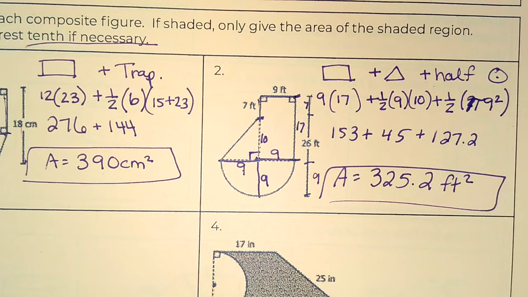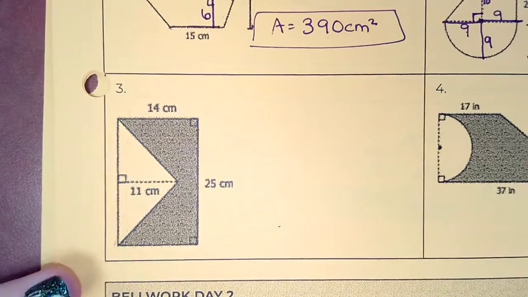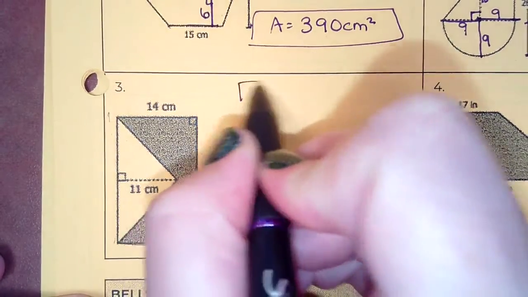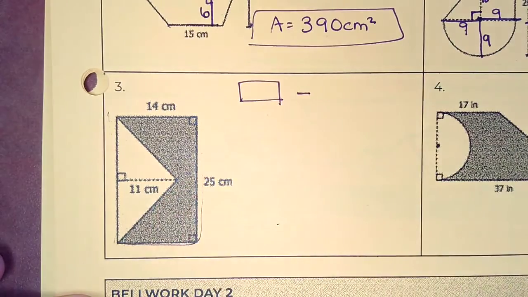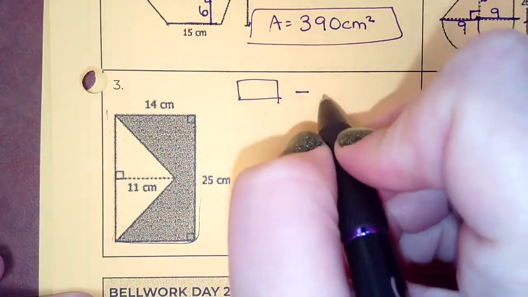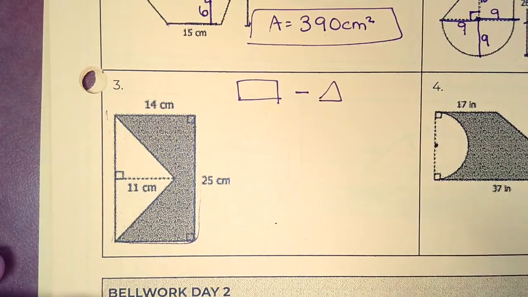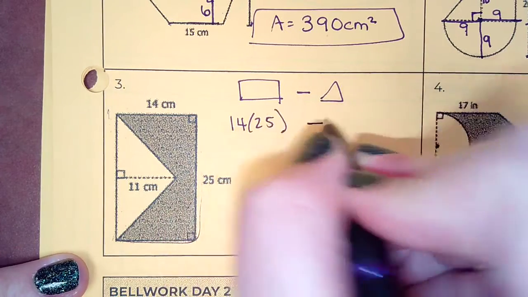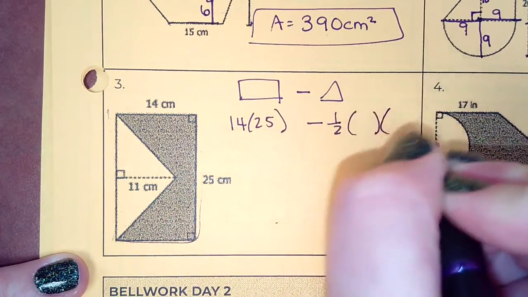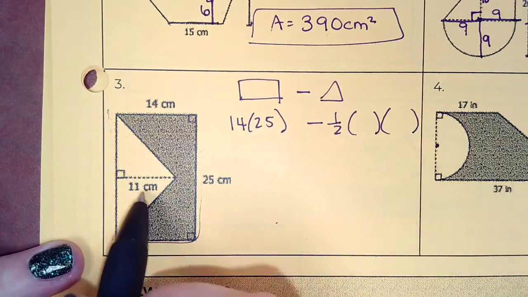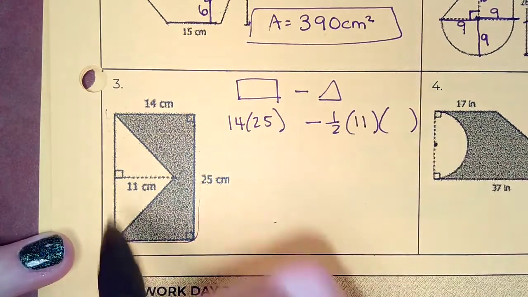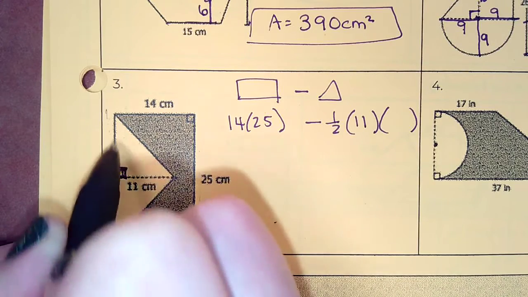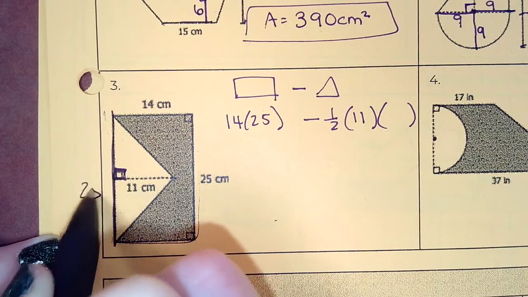These next two are me finding the area of the shaded region only. So I'm finding the area of the whole shape, which is a rectangle, and I'm going to take away the area of the triangle. So area of the rectangle would be length times width, 14 times 25. Taking away the triangle, 1/2 base times height. So the height is 11. The base is the one that is creating the right angle here. So this whole side, which is also 25.